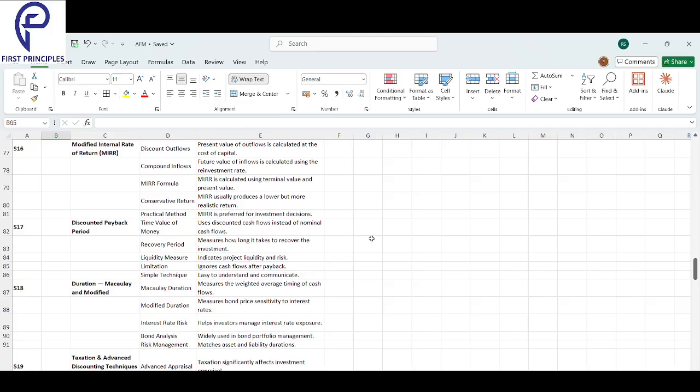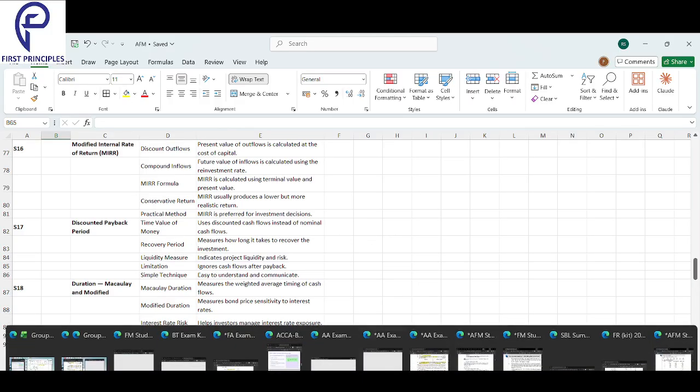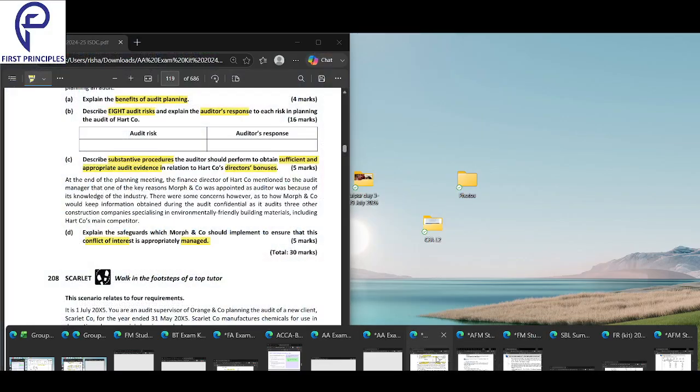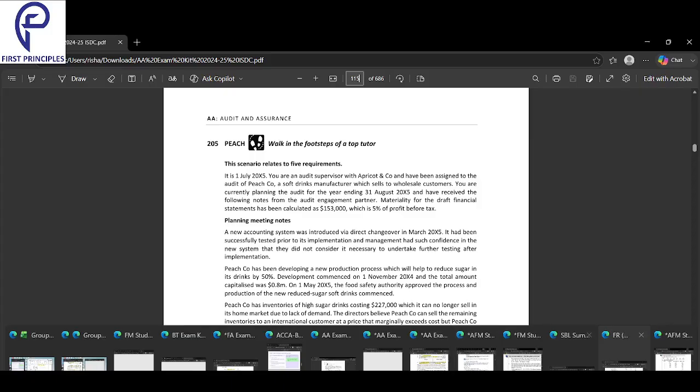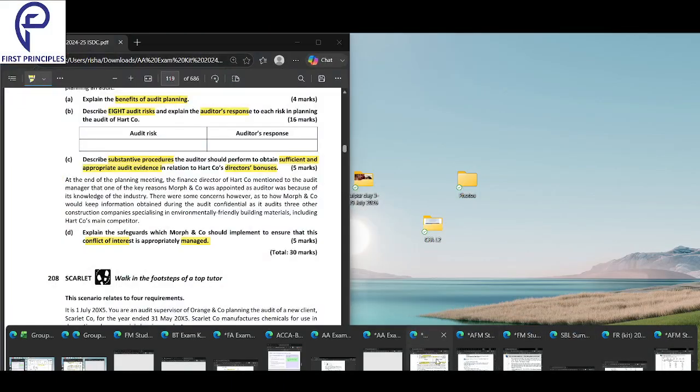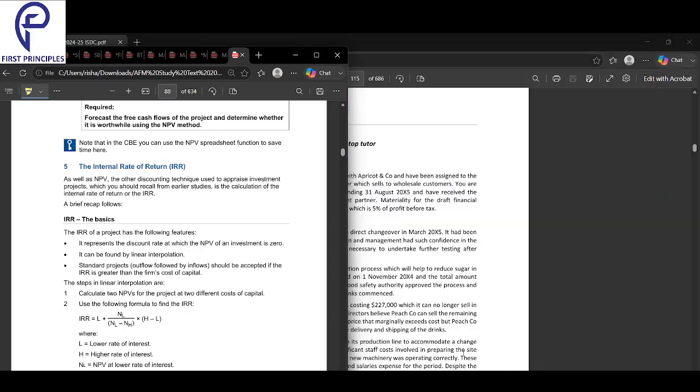It uses a more fundamental and realistic return.